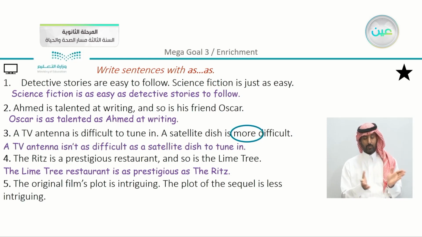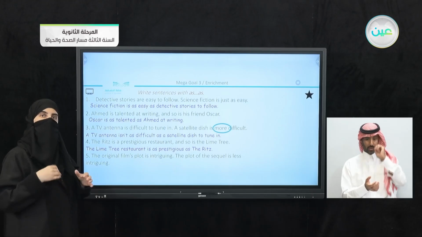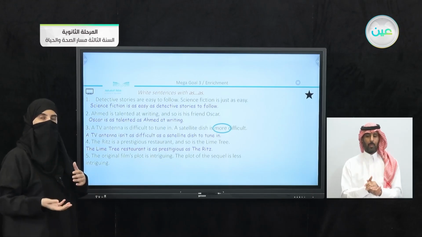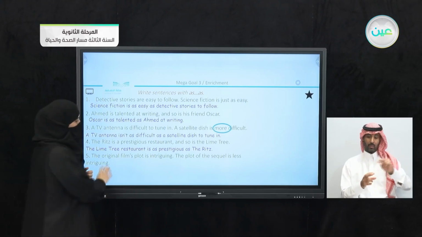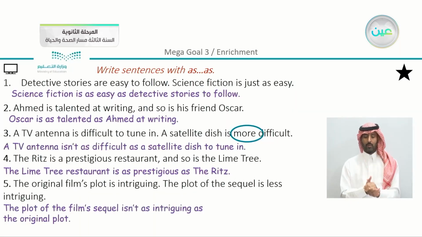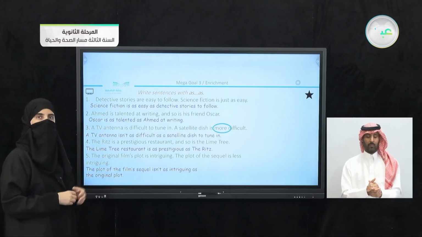So the basic idea is to look for the adjective, and if you are going to use the positive degree, don't forget to use as and as twice. So we see that the plot of the film sequel isn't as intriguing as the original plot. And you can see from the other examples here that we did the same.